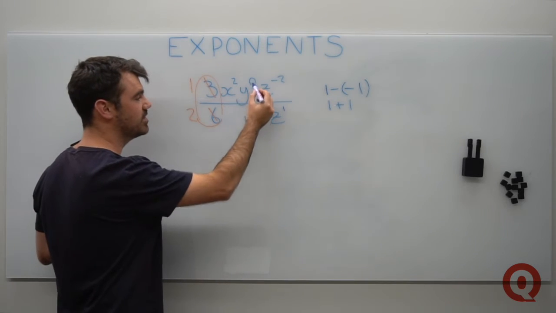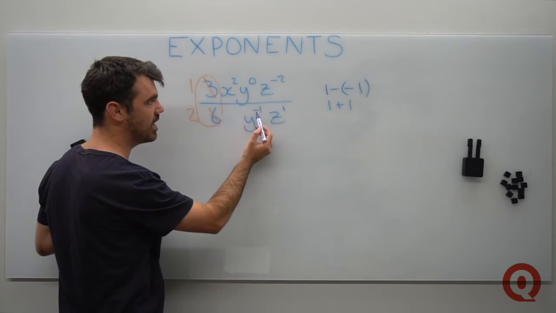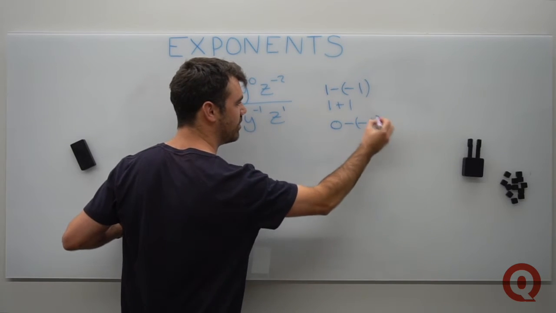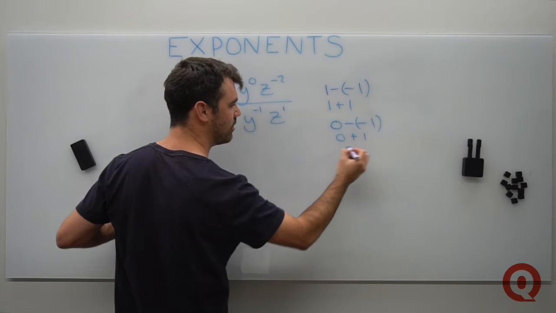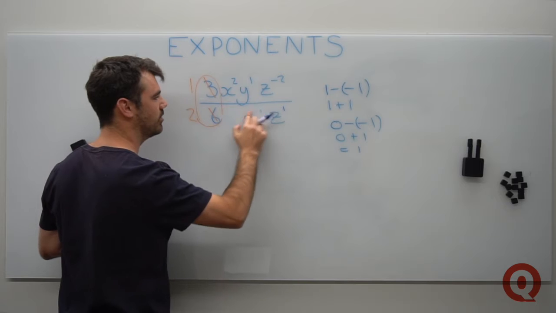Now I have y to the power of 0 over y to the power of negative 1. It's 0 minus a minus 1. What is 0 minus a minus 1? I need to put in a bracket, it becomes 0 plus 1, which is equal to 1. So now this is going to become y to the power of 1 on top.